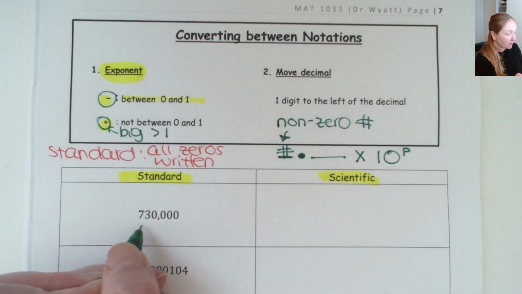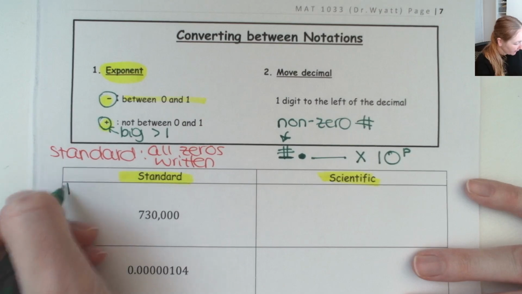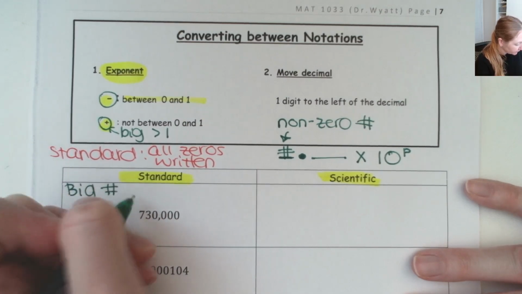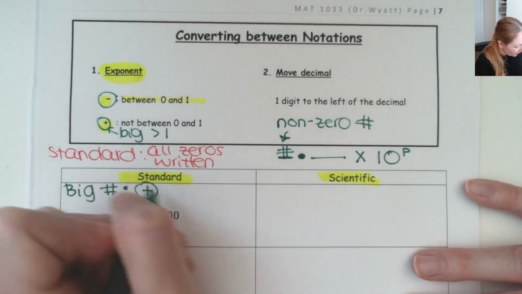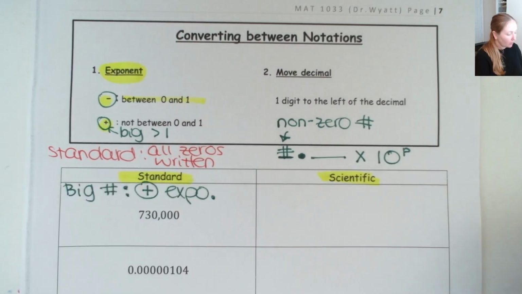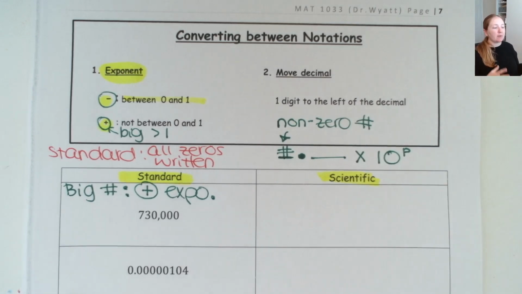So here with this 730,000, you have a big number, right? So that means you'll have a positive exponent when you do your scientific notation. That's the first step, to figure out what type of exponent we're going to have. And I always write that down. I write down, okay, it's a big number, it's going to be a positive exponent.